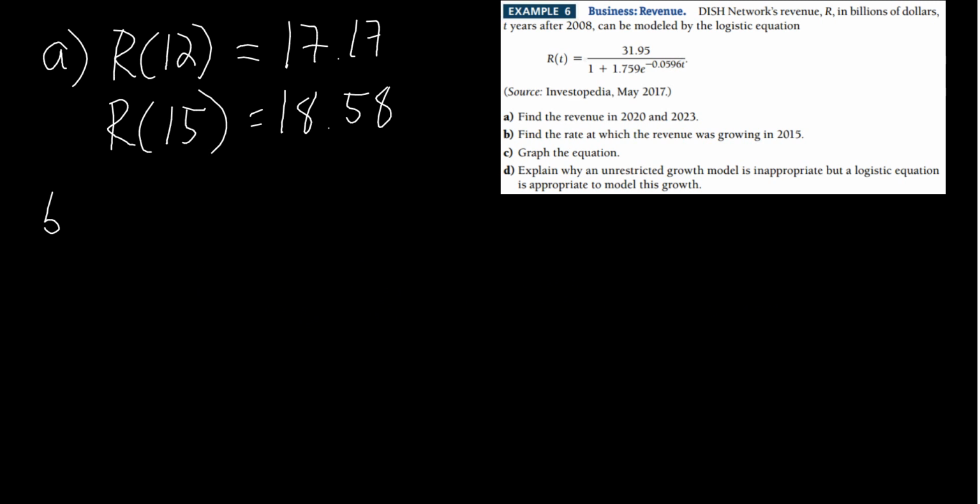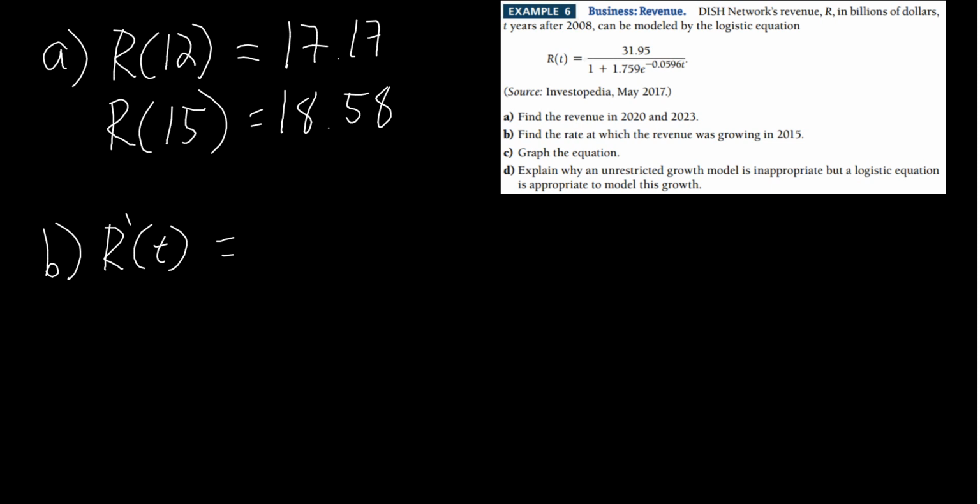And then B reads, find the rate at which the revenue was growing in 2015. Okay, so we have to differentiate this and figure out what the rate was. This problem is not going to be fun at all, but let's move this down just a tad because we're going to use all that beneath it. Okay, so B, we're going to find R prime of t. We have to find the derivative before we find out how fast it was growing, so it would be R prime of 7.